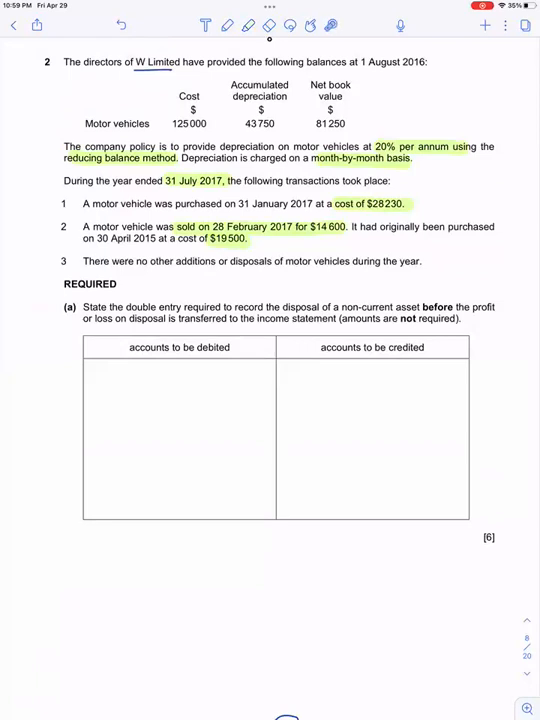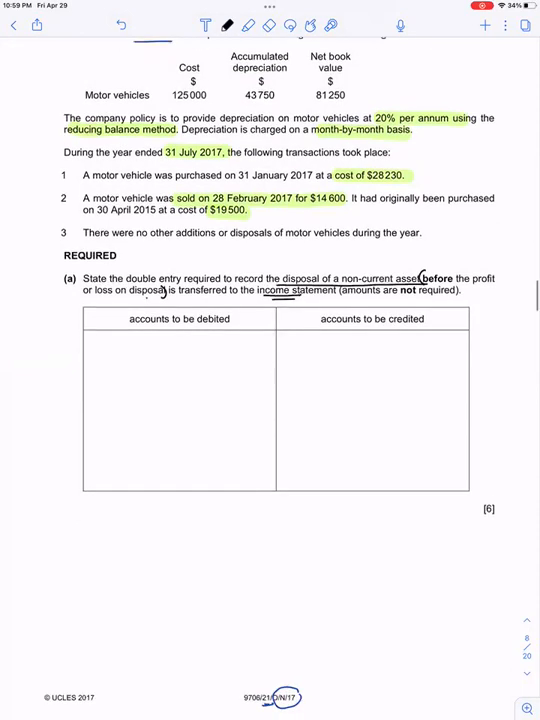Should I read part A? State the double entry required to record the disposal of a non-current asset before the profit or loss on disposal is transferred to the income statement. Amounts are not required. Okay, fine. So basically, one vehicle is purchased, one vehicle is sold. Depreciation on reducing balance method, month by month basis, 20% per annum. And you have to record the disposal of the non-current asset before the profit or loss on disposal is transferred to the income statement.